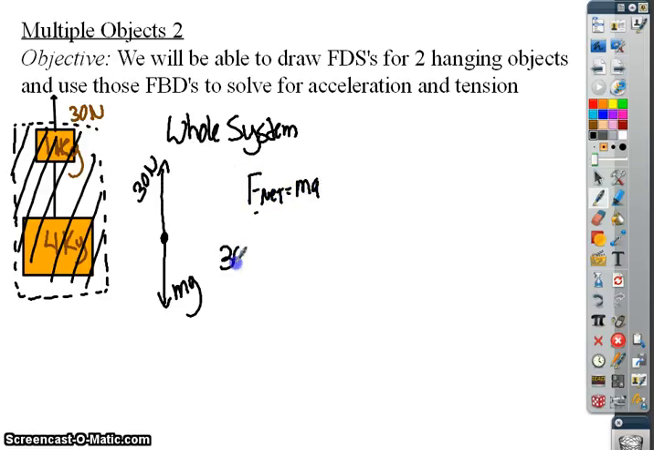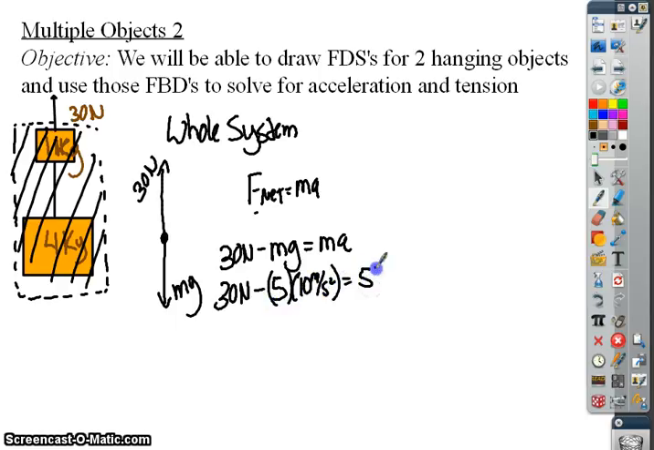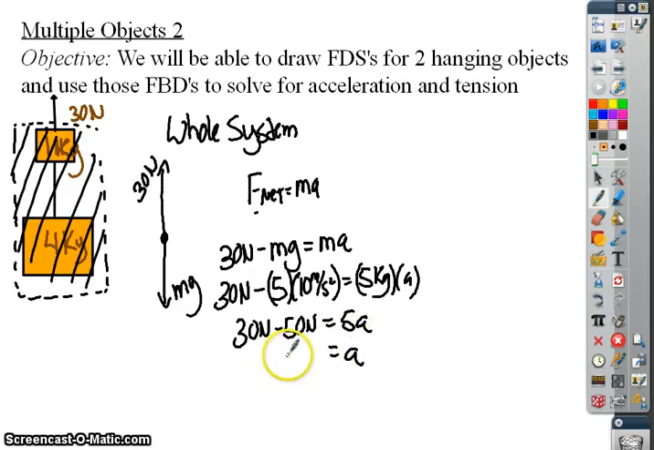F net is going to be 30 newtons minus mg equals ma. So 30 newtons minus 5. Remember, it's 5 because it's 1 plus 4, that's a total. 5 times 10 equals 5 kilograms times A. So 30 newtons minus 50 newtons equals 5A. A equals negative 20 newtons. A equals negative 4 meters per second squared.